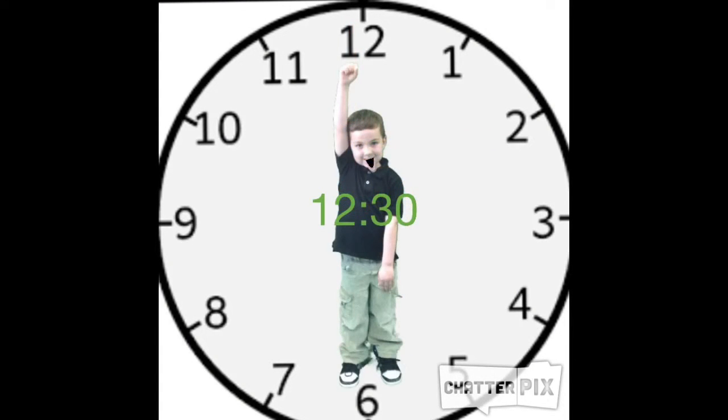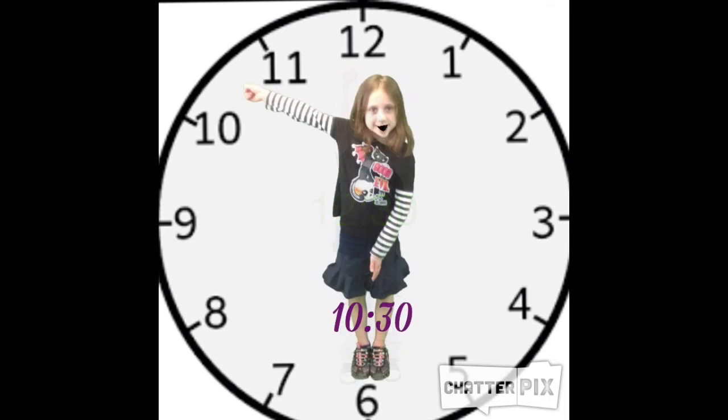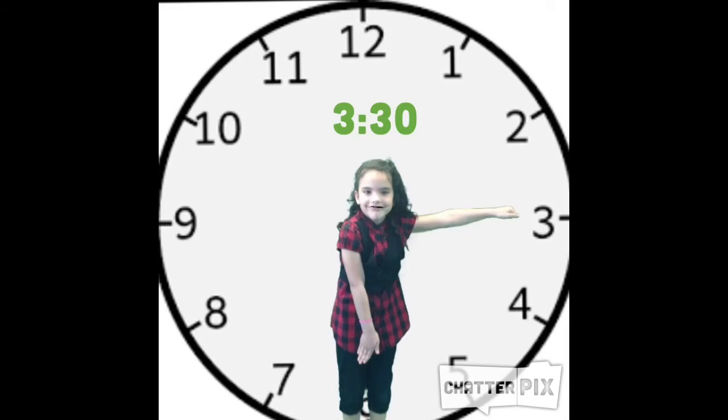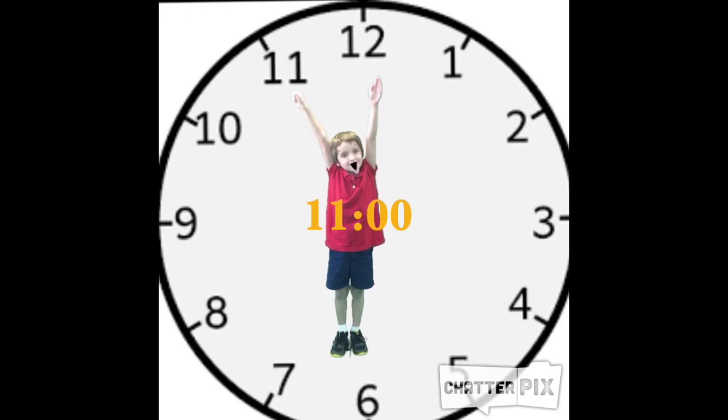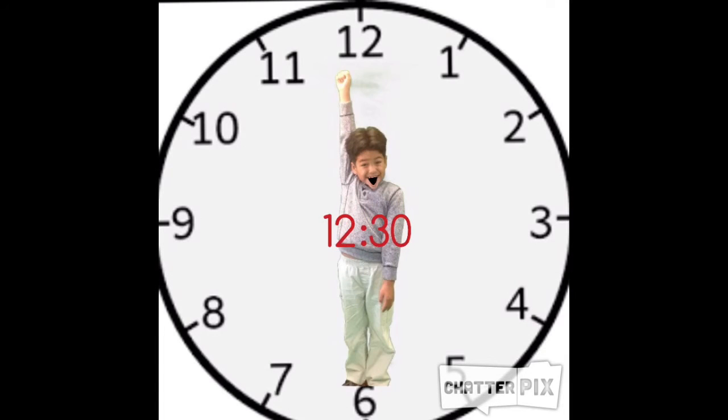Well, it must be 12:30 because the short hand's at the 12 and the long hand's at the 6. It is 10:30 because the short hand's between the 10 and the 11 and the long hand's at the 6. Well, if the short hand's at the 3 and the long hand's at the 6, it's 3:30. I know it's 11 o'clock because the short hand is at the 11 and the long hand is at the 12. It is 12:30 because the short hand is pointing at the 12 and the long hand points to the 6.